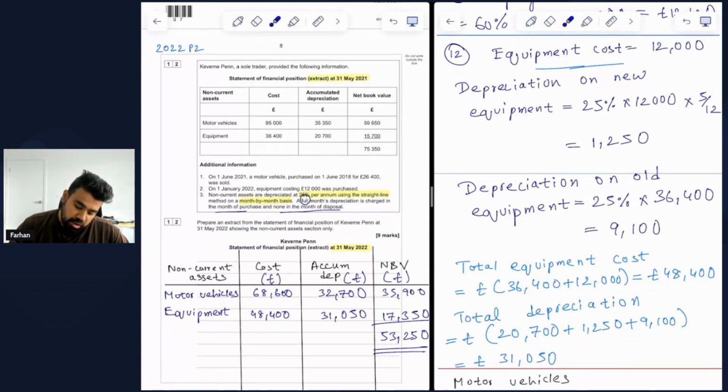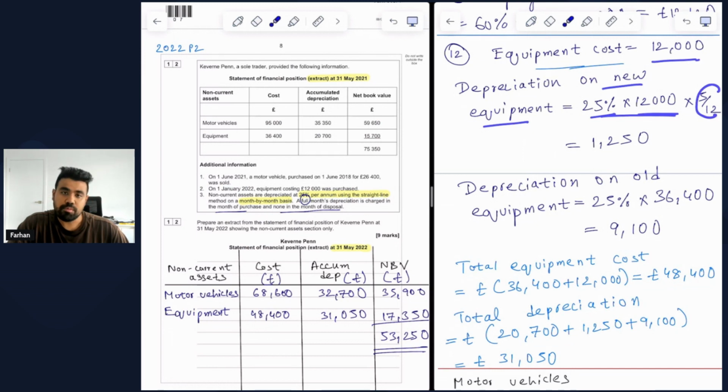First of all, let's start with the cost of the new equipment that we have purchased as mentioned in additional information number 2. So we understand that we have purchased new equipment with a cost of £12,000. And if I was to calculate the depreciation on this new equipment using the annualized 25% rate that we're supposed to use for assets, we multiplied that on the original cost of £12,000 because we're using the straight line method, but we are also multiplying 5 over 12 as well.